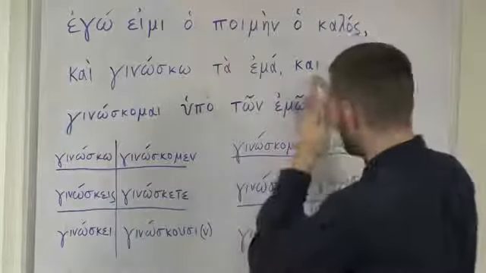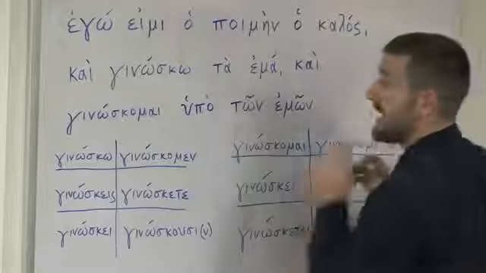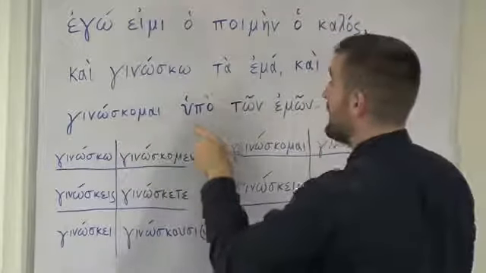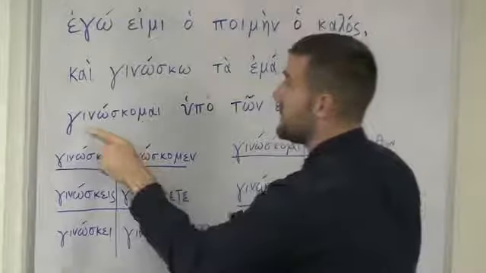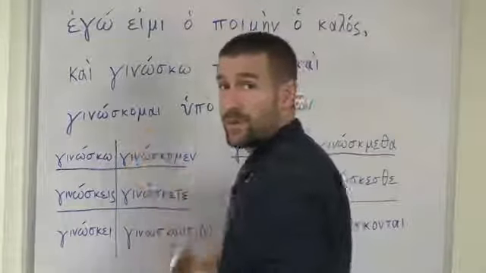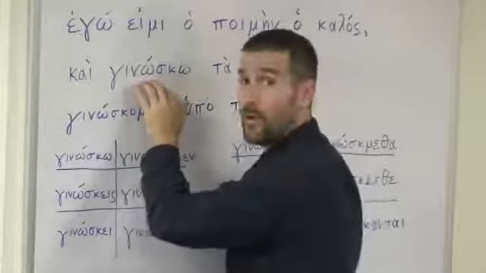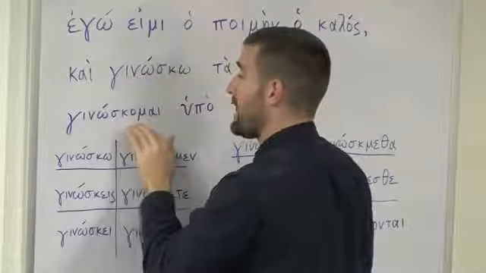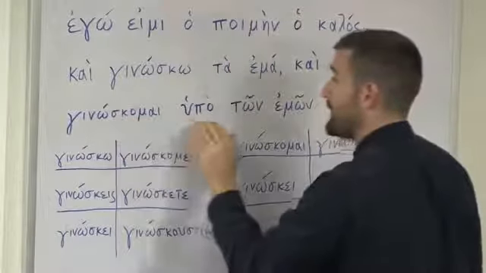Then here we have ke again, which means and. Ke ginoskome ipo ton emon. Now, ginoskome is what we're going to be talking about today with the passive voice. Ginosko means I know. Ginoskome means I am known. All right, and we're going to talk about that in a moment.